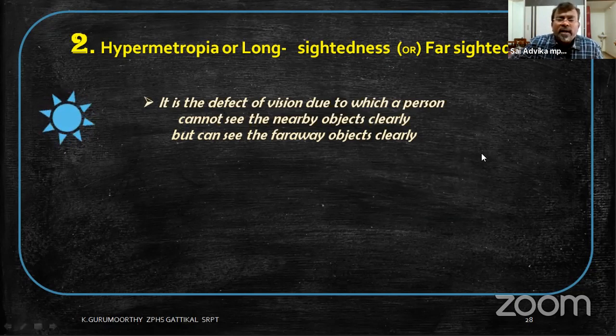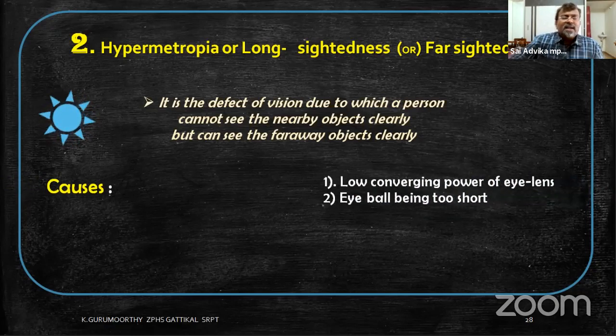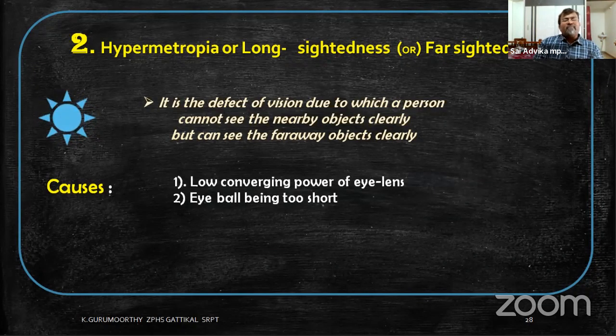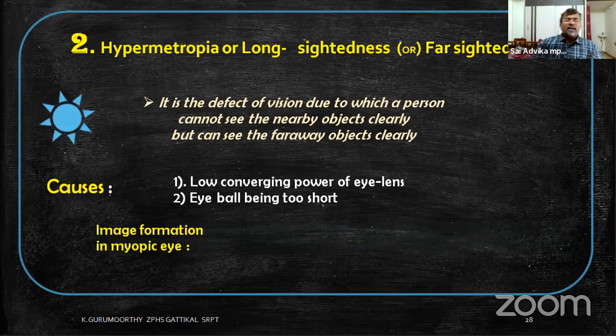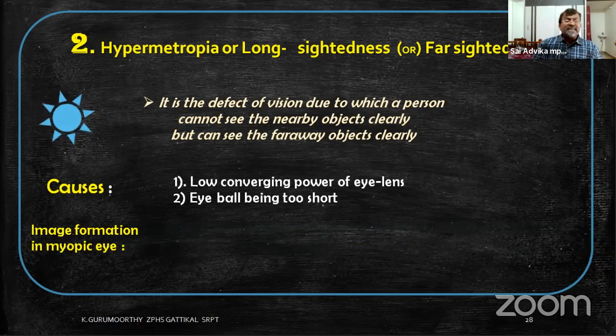This occurs in age-old people. Myopia can be seen in children like you. So be careful. Now let us find out the causes. Why does hypermetropia occur? Because of low converging power of the eye lens. That is the first reason. And the second reason is the eyeball being very small, that is, very short. In this case, where is the image formed? In myopia, the image is formed in front of the retina. In this case, the image is formed exactly behind the retina.